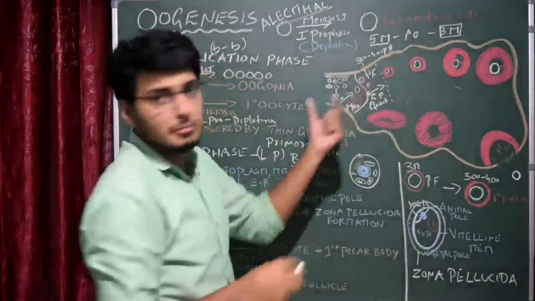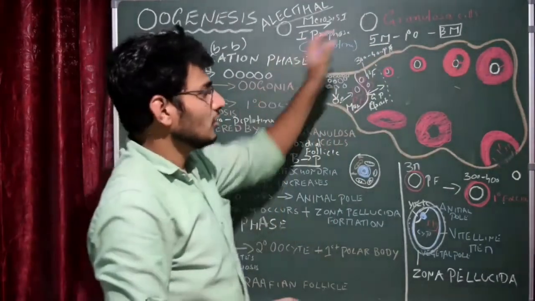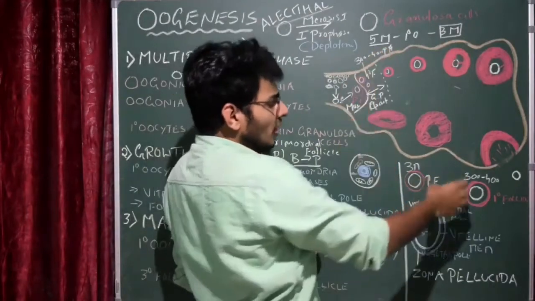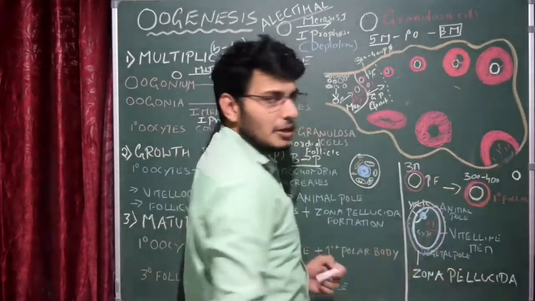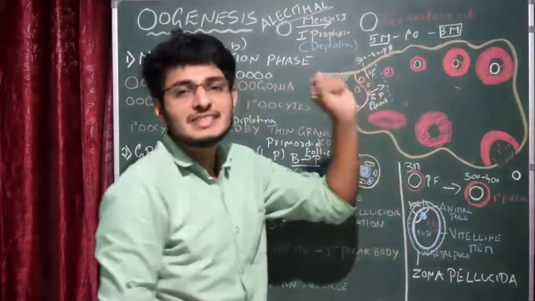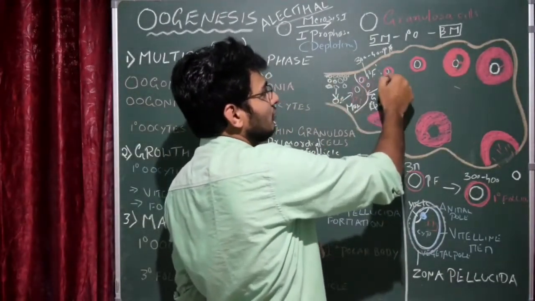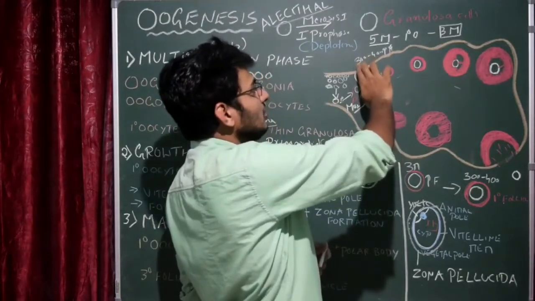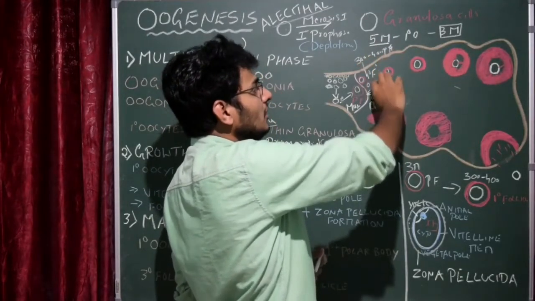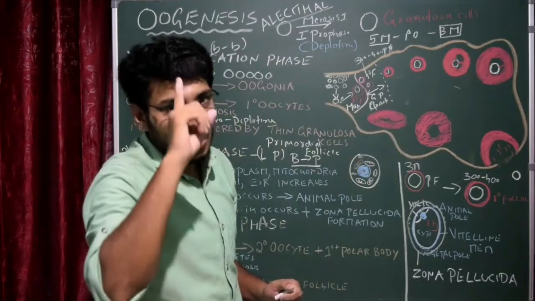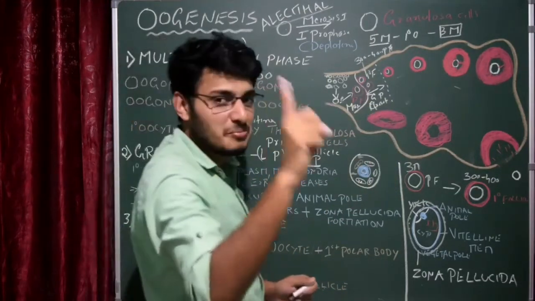So after birth till puberty, the number reduces. Now, out of 300 to 400 primary follicles enclosing primary oocytes, only one will be selected. That means out of 300 to 400 primary follicles, only one is selected for one ovulation process, or one menstrual cycle. This is very important.